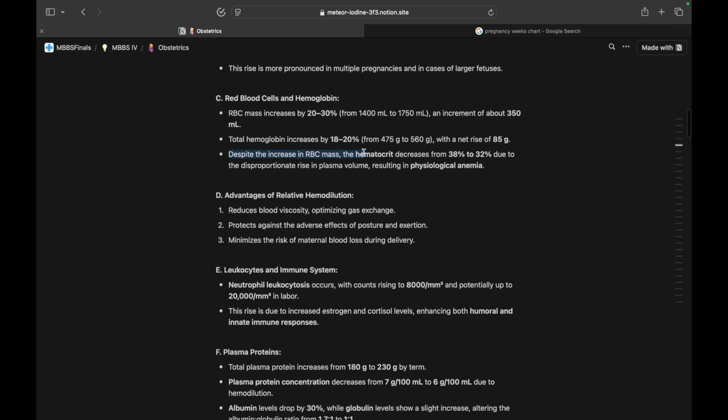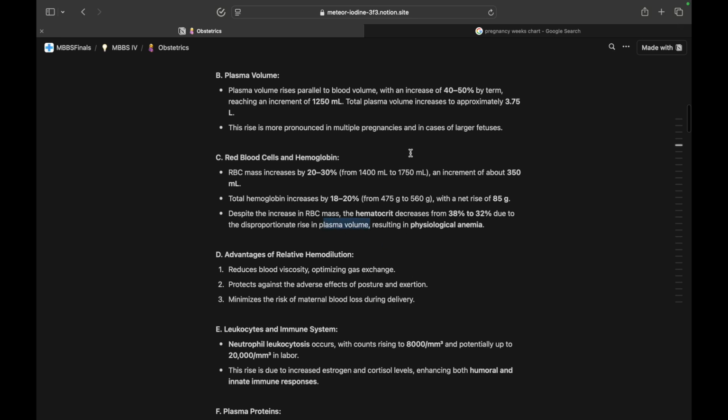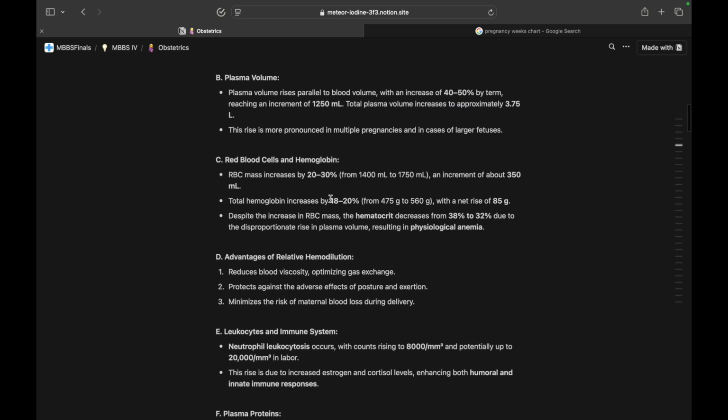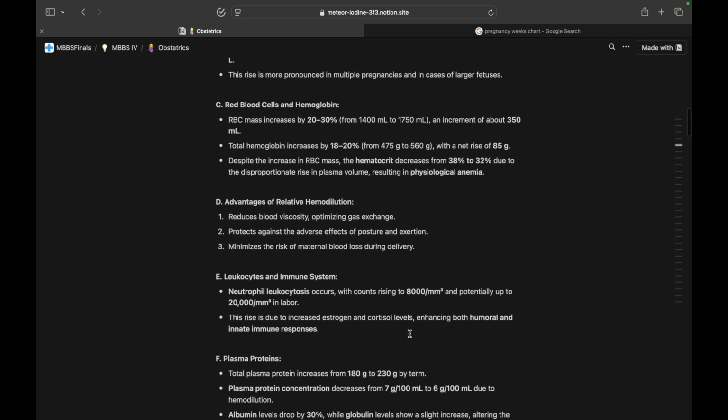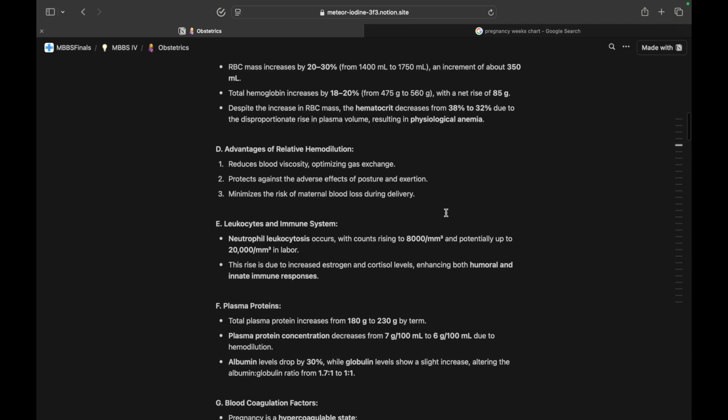Despite the increase in RBC mass, the hematocrit decreases from 38 to 32% due to a disproportionate rise in the plasma volume. So this RBC mass increase cannot keep up with the plasma volume increase. How big is the plasma volume increase? 40 to 50%, but the RBC increase is only 18 to 20%. So there is a difference. If there was a complete matching, it would have helped, but in this particular case there is physiological anemia because of the disproportionate rise in the plasma volume.